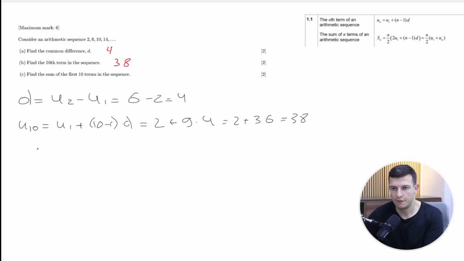And the last one, find the sum of the first 10 terms. So S10 is going to be, I already know my U1, so that makes my life easier. So I'm going to say 10 divided by 2, U1 is 2 plus U10, which is 38. So 5 times, what do we have here? 40. And that's going to be 200.